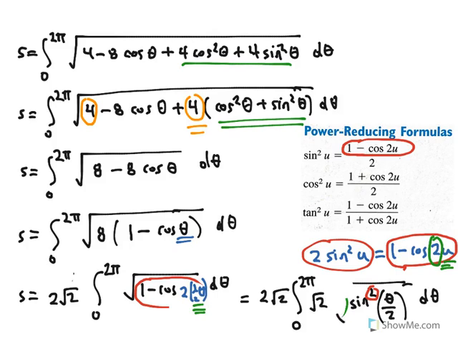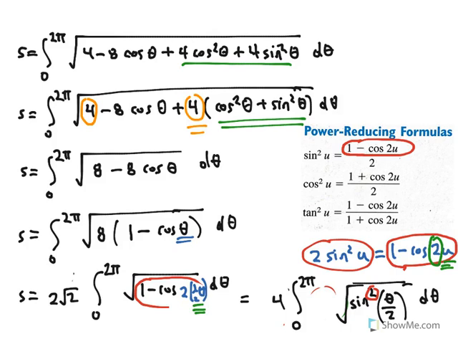So you can write the square root of 2 times the square root of sine squared of theta over 2. And of course, this square root of 2 is a constant, so you can factor it out and multiply it to 2 times the square root of 2. So 2 times the square root of 2 multiplied by the square root of 2 is 2 times 2, which is just 4. So that gives us just 4 times the definite integral from 0 to 2 pi of the square root of sine squared of theta over 2.